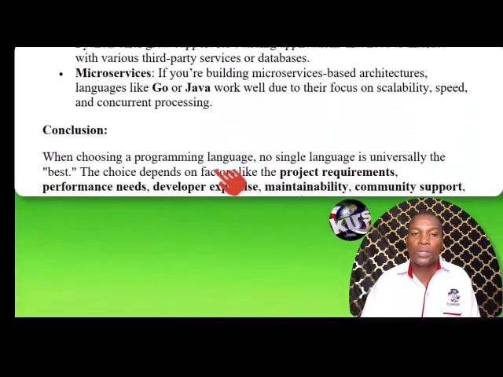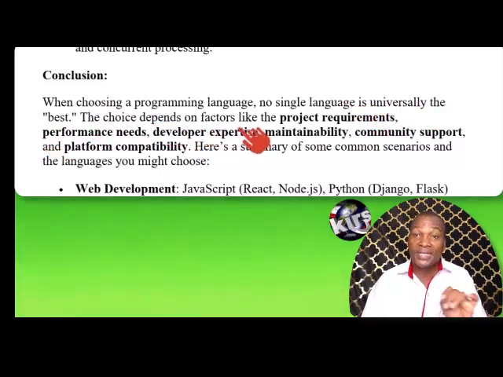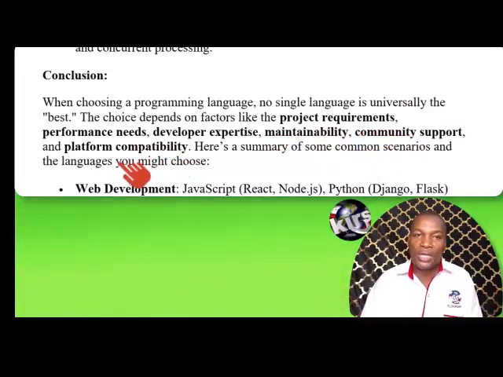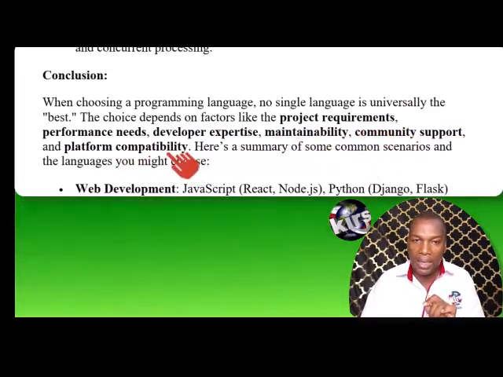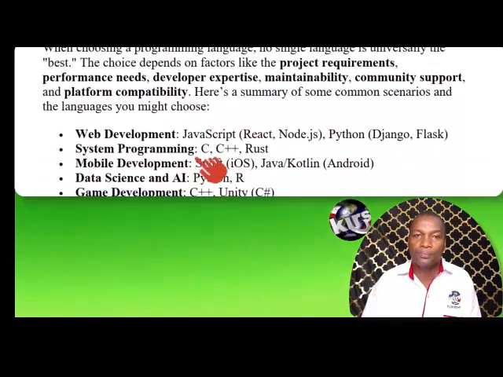processing. In conclusion, we would say that when choosing a programming language, no single language is universally the best. The choice depends on factors like project requirements, performance needs, developer expertise, maintainability, community support, and platform compatibility. Here's a summary of some scenarios and languages you might choose.